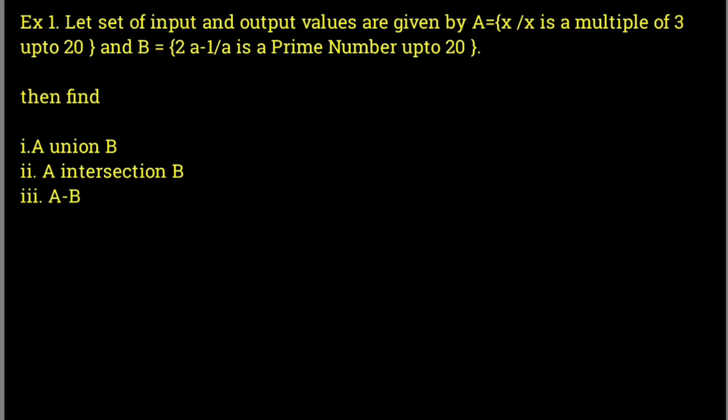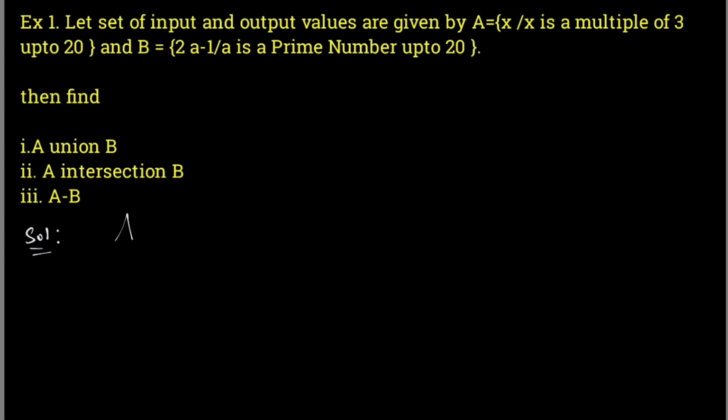Let a set of input and the set of output values be given by: A is a set in which x, where x is a multiple of 3 up to 20, and B is a set in which 2a minus 1 is the observation where a is a prime number up to 20. Then we are supposed to find the first question A union B, the second question A intersection B, and the third question A dash B.